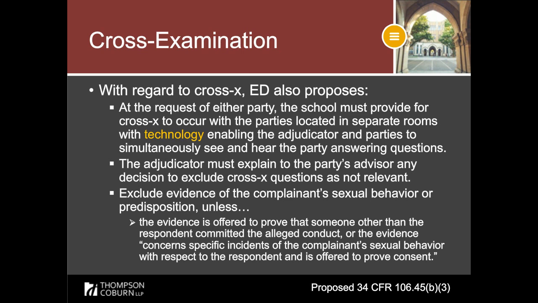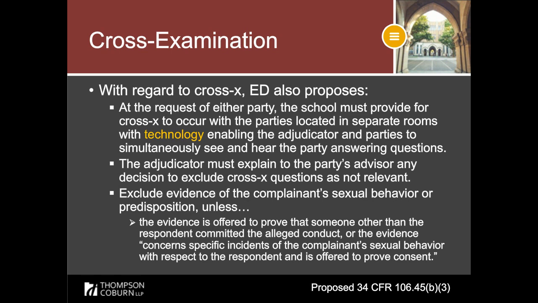Exclude evidence of the complainant's sexual behavior or predisposition. So the cross-ex would have to exclude this unless the evidence is offered to prove that someone other than the respondent committed the alleged conduct, or the evidence concerns specific incidents of the complainant's sexual behavior with respect to the respondent and is offered to prove consent. So this is pretty consistent with current rape shield laws, this concept right here. By the way, I just want to highlight in the lower right-hand corner, I do have citations for you to the regulatory language, I think, throughout the whole presentation.